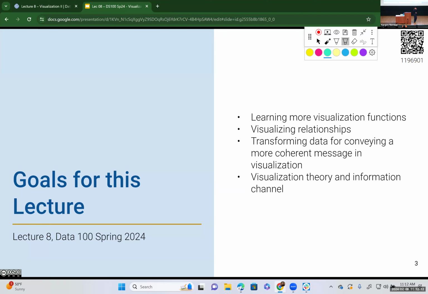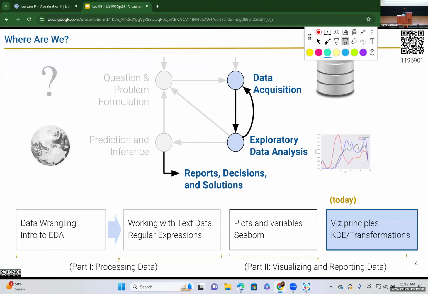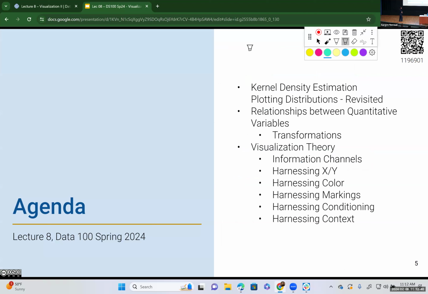And then at the end of today's lecture, there is some information generally on visualization theory. So we're going to quickly go over some concepts that you have to remember about information channels and how to utilize information channels more effectively. So this is where we are. You're familiar with this plot, second visualization lecture. You know where visualization is going to become handy. It's in the EDA piece, and the second purpose is for reporting as well.